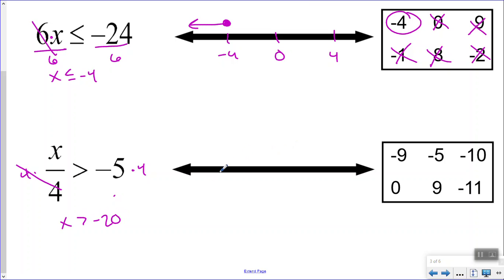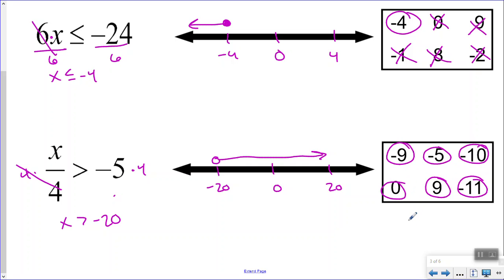We end up with x is greater than negative 20, which means that negative 20 cannot be included because it's strictly greater than. So we're going to have an open circle at negative 20, and the values greater than that are going to be to the right. Negative 9, negative 5, negative 10, negative 11, 9, and 0 are all part of my solution set because all of those numbers are greater than negative 20.